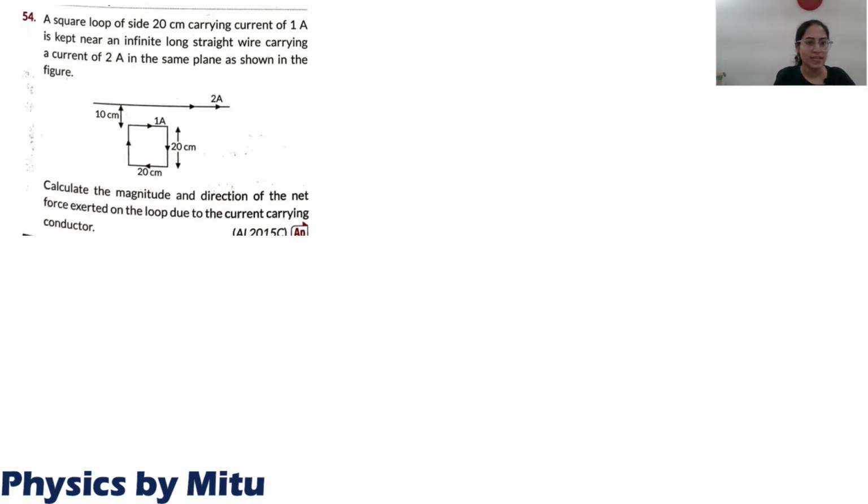A square loop of side 20 centimeter carrying current 1 ampere is kept near an infinitely long straight wire carrying current 2 ampere. Calculate the magnitude and direction of the net force exerted on the loop due to this conductor. Let us name the loop first, A, B, C, D.